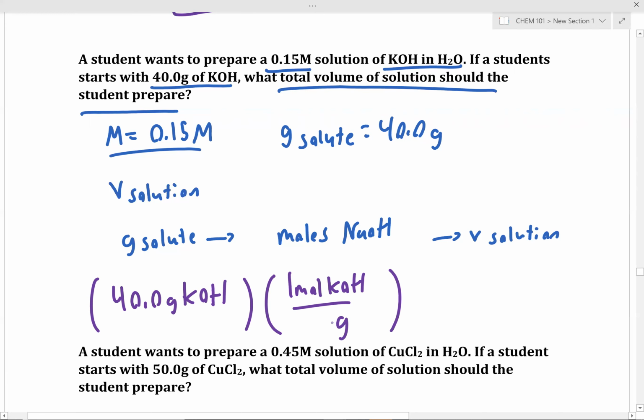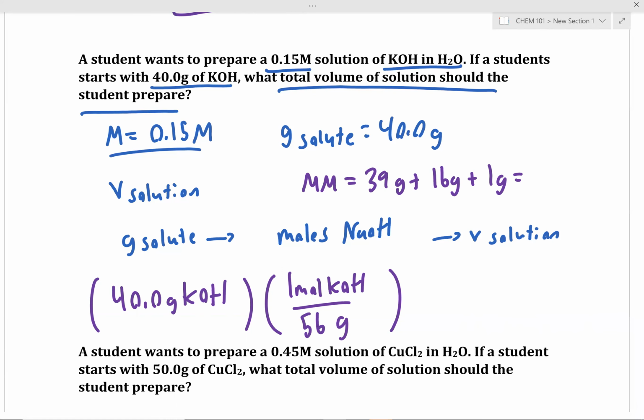Let's calculate it, okay? So for our molar mass, we take the mass of potassium, which is what? Do you have a copy of your periodic table? Don't be shy to pull out your periodic table. What was that? 39, yep. So 39 grams plus the mass of oxygen, which is 16, plus the mass of hydrogen, which is 1. So we have 39 plus 16 plus 1. That gives us 56 grams per mole of KOH, potassium hydroxide.